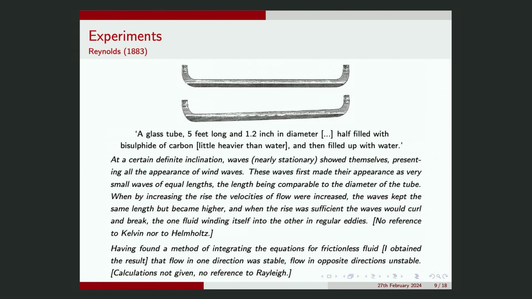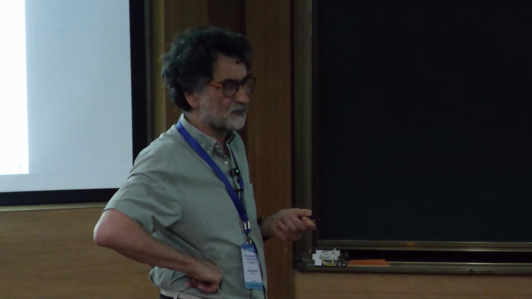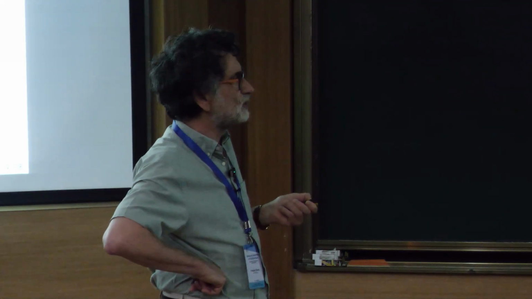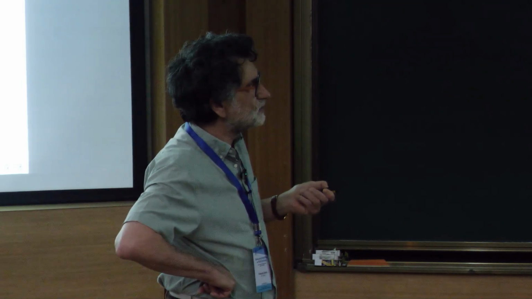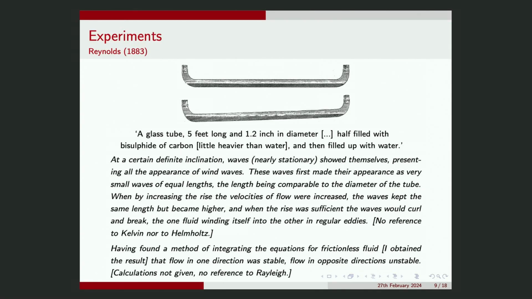Now, what are the experimental proofs of this instability? The first experimental discussion is that of Reynolds in his famous paper where he studies the transition from laminar flow to turbulent. And Reynolds shows pictures, not photographs, but drawings of the instability.